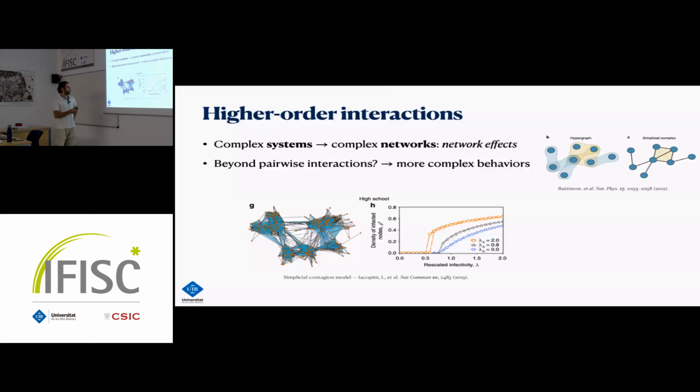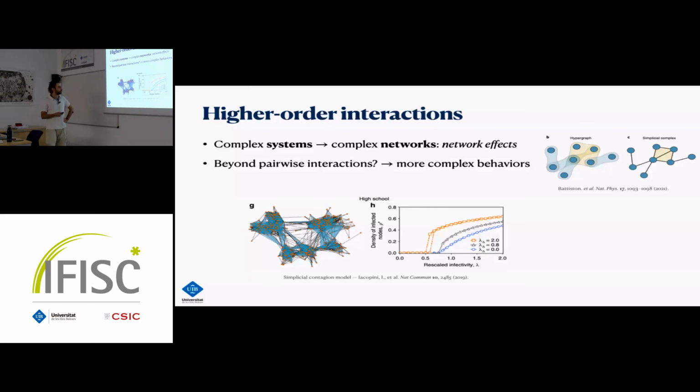This is an example that we also discussed in the report: the simplicial contagion model by Jacopini, where including the higher order interactions above a certain threshold of their strength changes the transition from extinction to endemic state of the infection model to a first order phase transition.